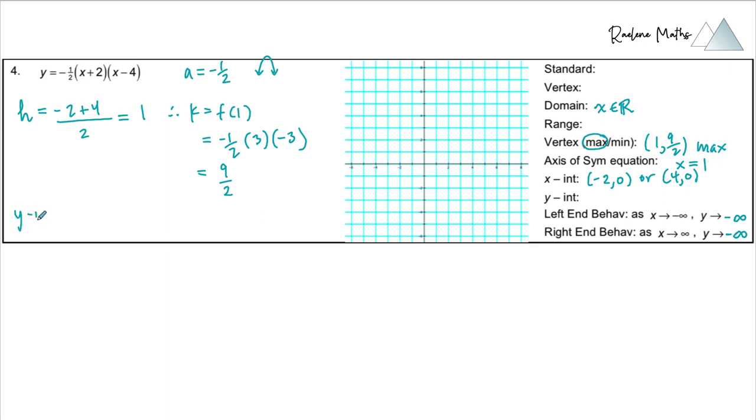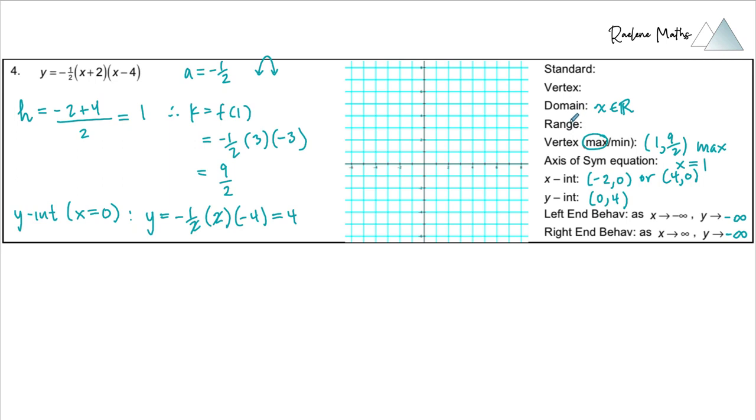We can come up with the y-intercept by substituting x equal to 0. Now it doesn't have to be done in the expanded form. I can use the factored form to solve for y. So y equals -1/2 times 0 plus 2 times 0 minus 4. 2 divided by 2 is 1, and negative times -4 is +4. So the y-intercept is located at (0, 4).